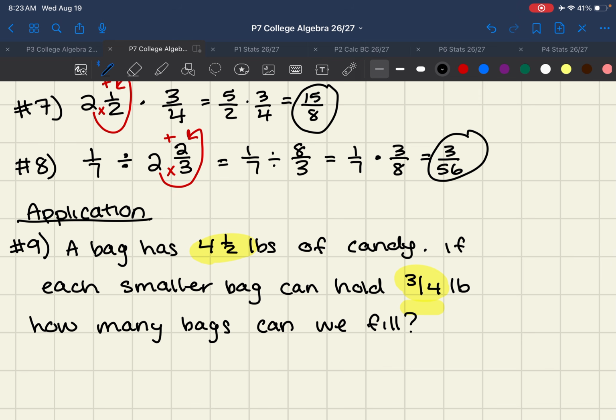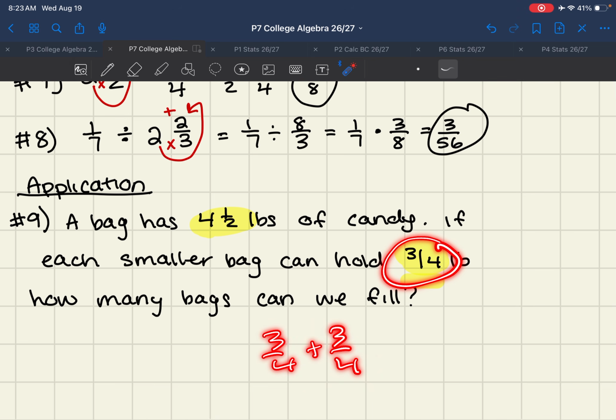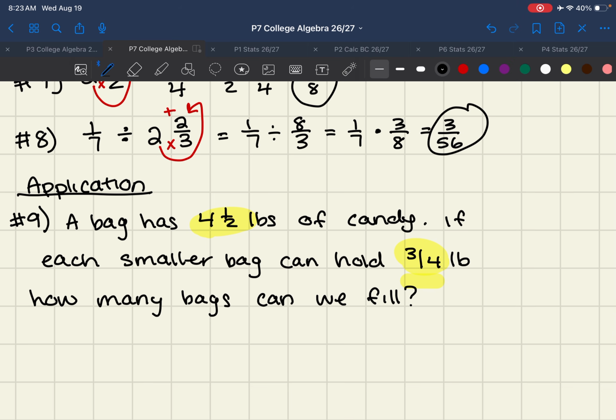Okay. Last problem here is an application problem. So it says a bag has 4.5 pounds of candy. If each smaller bag can hold 3/4 of a pound, how many bags can we fill? And so when we're doing some of these problems, I notice some of you are taking, for example, the 3/4, and you are adding them a bunch of times until you get to 4.5. Okay, that is one way to do it. However, that process can take time. So the most efficient way is to divide these two fractions.